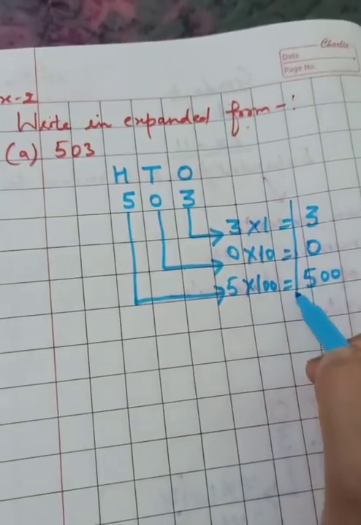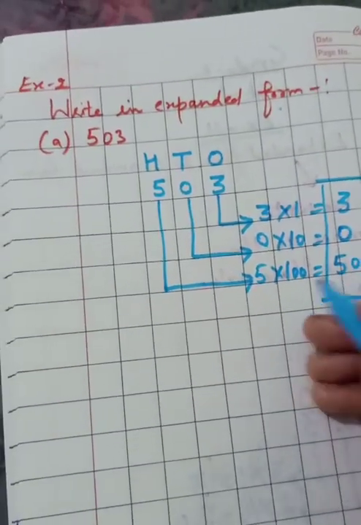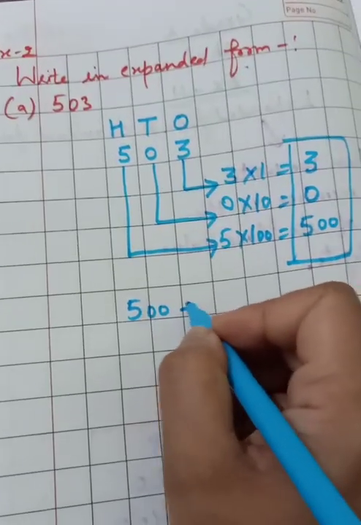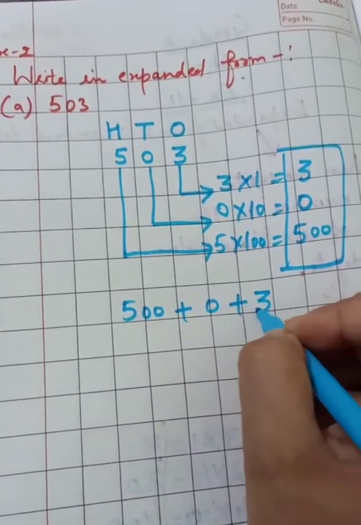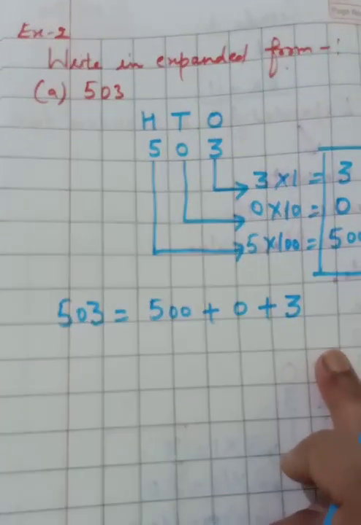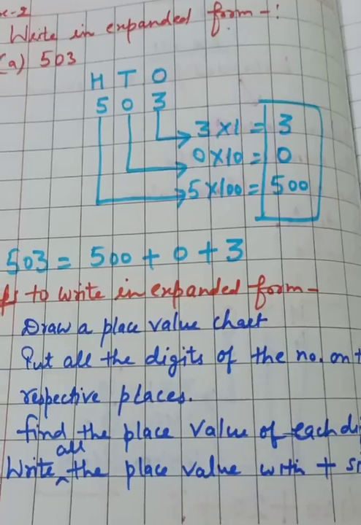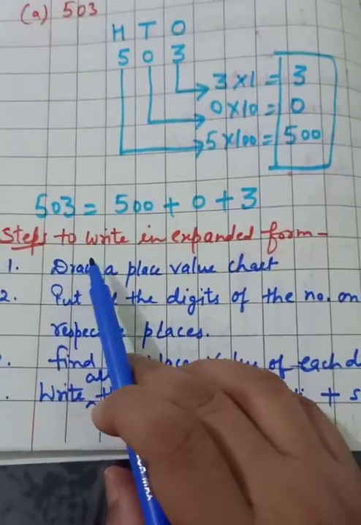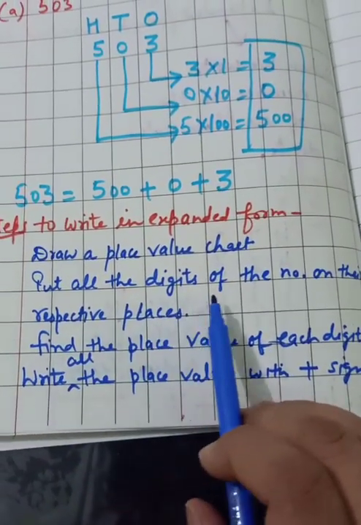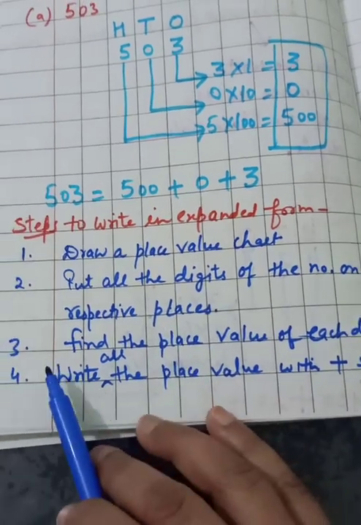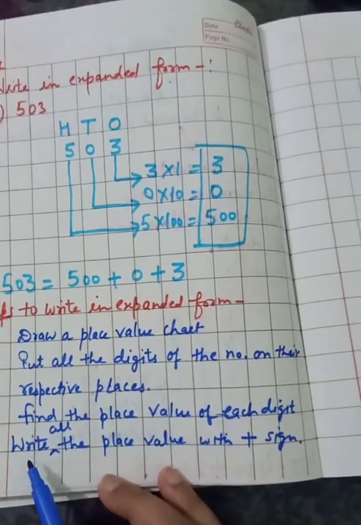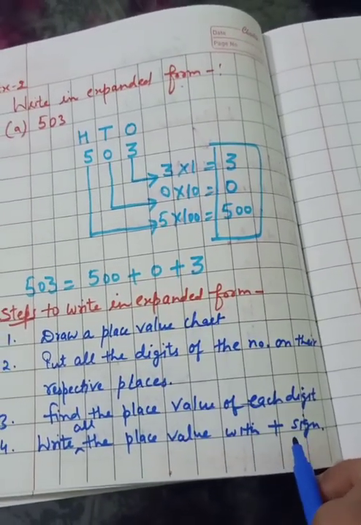So now you have found the place values. So let's write the sum of all the place values. So 500 plus 0 plus 3. Right? So first of all we will write the number and then we will write the expanded notation. All right? So let's revise all the steps. Steps to write in expanded form. Step number 1, draw a place value chart. Step number 2, put all the digits of the number on their respective places. Step number 3, find the place value of each digit. And step number 4, write the place values with a plus sign.